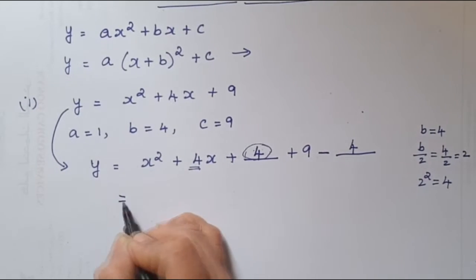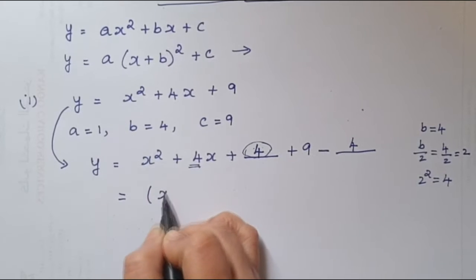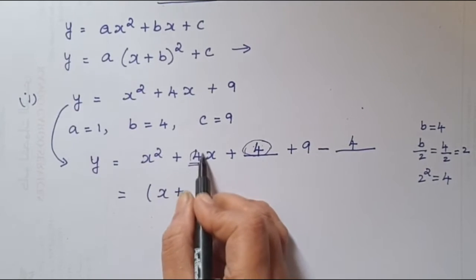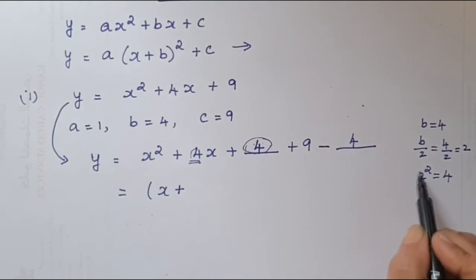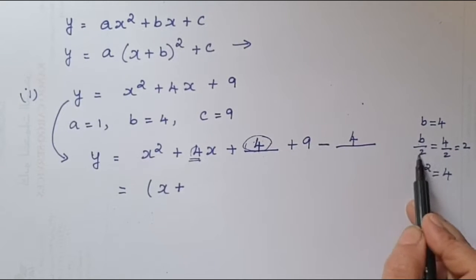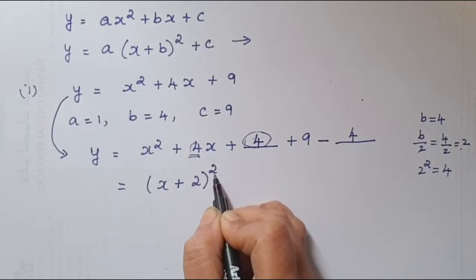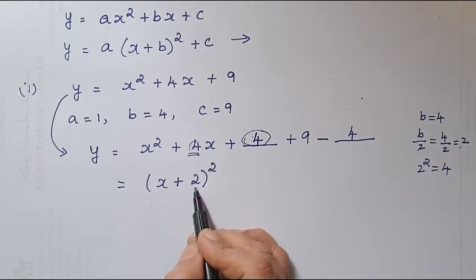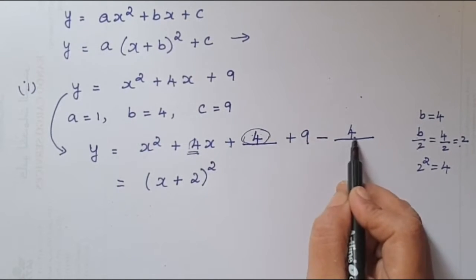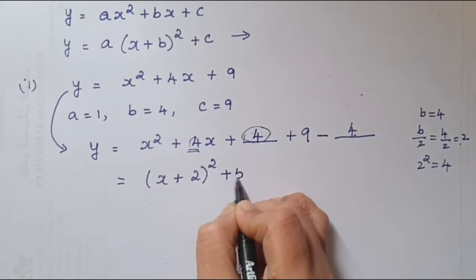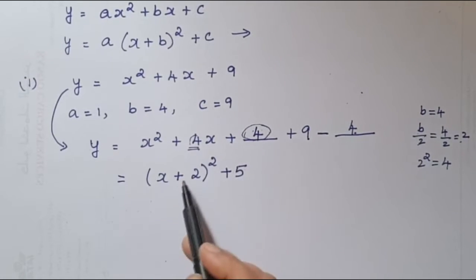And now this will be x plus this number divided by 2. What do we get for the value over here? When you divided b by 2, that was a 2. So it is x plus 2 the whole squared. Now what is left out? 9 minus 4, that is 5. So we have written it in this form.